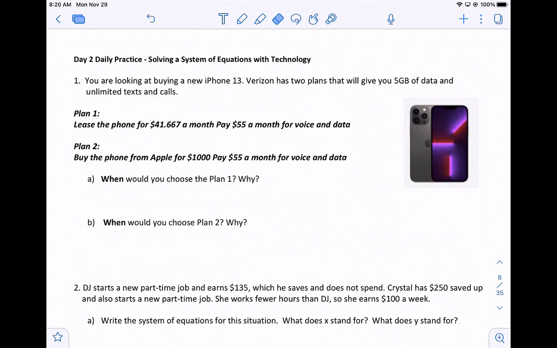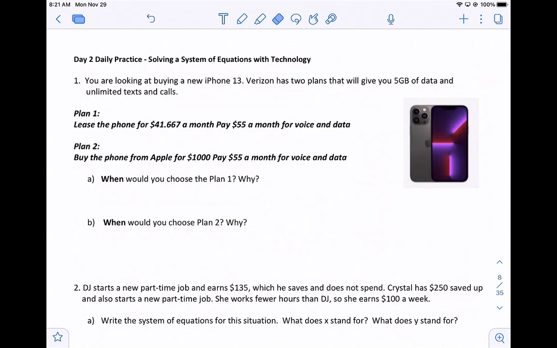So the first one, you are looking at buying a new iPhone 13. Verizon has 2 plans that will give you 5 gigs of data and unlimited text and calls. Plan 1, you can lease the phone for about $67 a month, and pay $55 a month for voice and data. Plan 2 is you can buy the phone from Apple for $1,000 and pay $55 a month for voice and data. When would you choose plan 1 and why? When would you choose plan 2 and why?